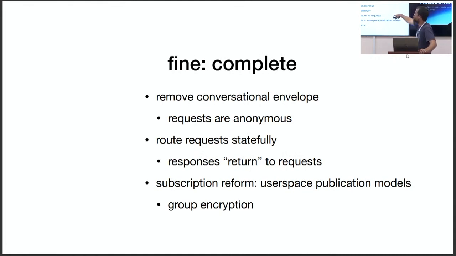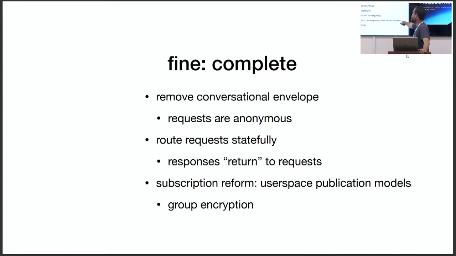To complete Finet, remove the conversational envelope. Requests are anonymous. They don't have a source. It's just a read for a path. You're still reading public data. You route requests statefully. If you get a request that you can't satisfy and you are configured to forward it, you remember the request and you forward it on. Later on, when you get a response, you just return it to whoever requested it. So this is very much like a sort of stack discipline, function call discipline. Think of requests weaving their way through the network, leaving breadcrumbs, and responses coming back, eating the breadcrumbs.